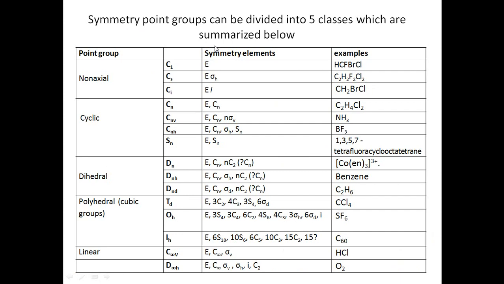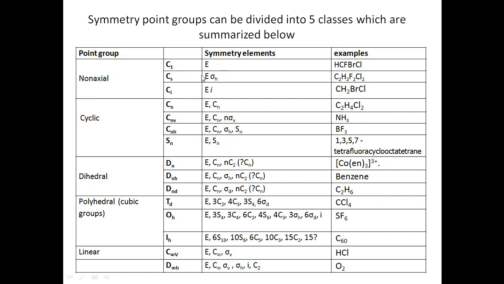Symmetric point groups have been divided into 5 classes, which are summarized below: the non-axial groups, cyclic groups, dihedral groups, polyhedral groups, and the linear group. First of all, the non-axial group. The non-axial groups are highly unsymmetrical groups, that is the C1, CS, and Ci.